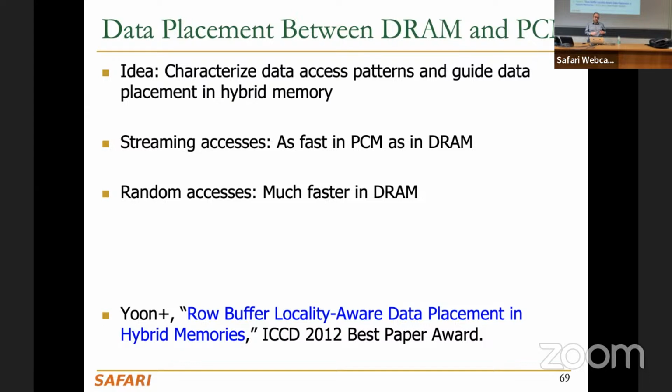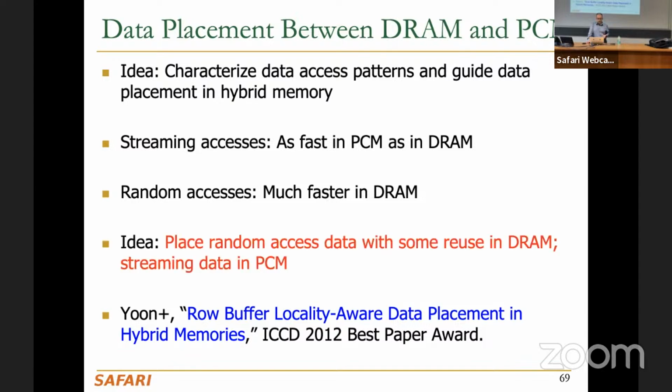So that's why for applications that have stream access, you can map them, for example in this example, to PCM, and for random accesses, you can just map them to the DRAM. And that's the idea of this work: place random access data with some reuse. Reusability is also important, so you also need to consider some locality as well. So random accesses with some reuse we map to DRAM, and streaming data to PCM.